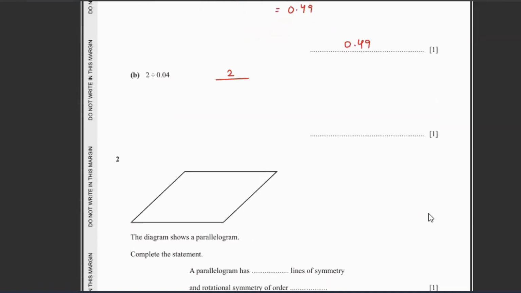Next we have 2 divided by 0.04. This can be written as 2 divided by 4 times 10 to the power of minus 2, which can be written as 2 times 10 to the power of 2 divided by 4, which is 200 divided by 4, which is 50. So the answer is 50.